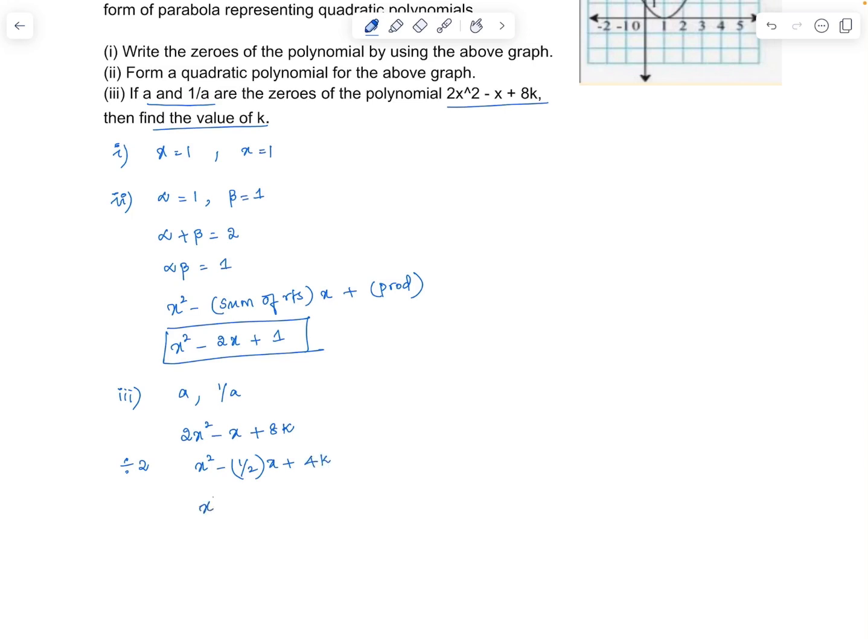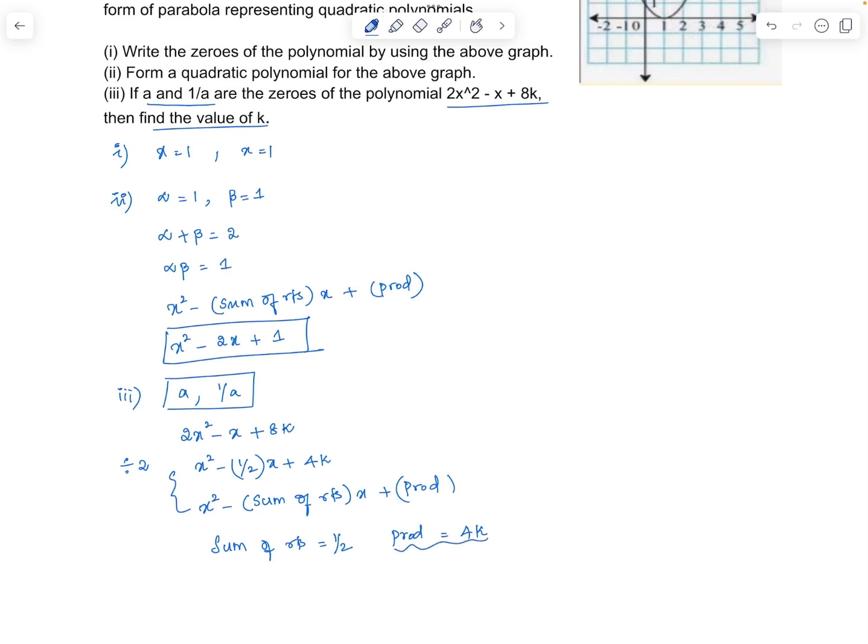That is, we have written it in this form, x square minus sum of roots times x plus product of roots. Now comparing these two, we get sum of roots is equal to half and product of roots is equal to 4k. The given roots are a and 1 upon a.